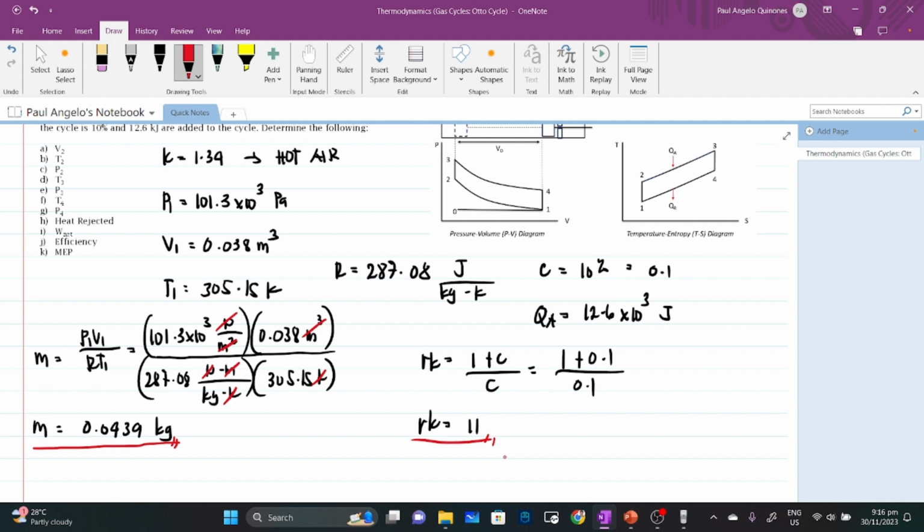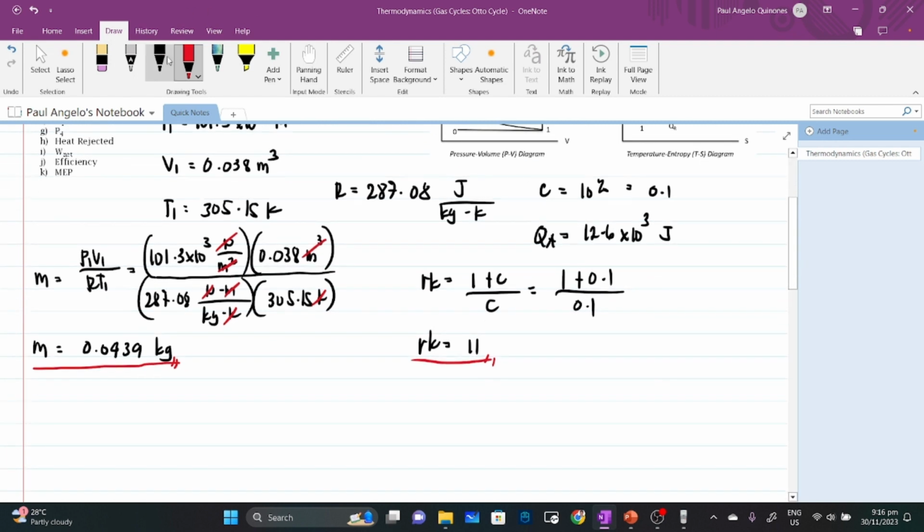Next, let's proceed with letter A. We are asked to solve for V sub 2. We know that the compression ratio is also equal to V1 over V2. Therefore, V2 is V1 divided by the compression ratio, wherein V1 is 0.038 cubic meters over 11.